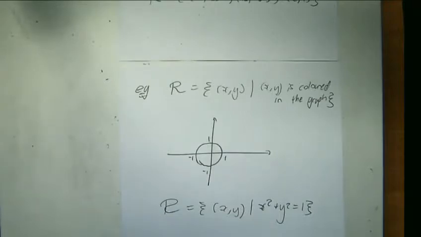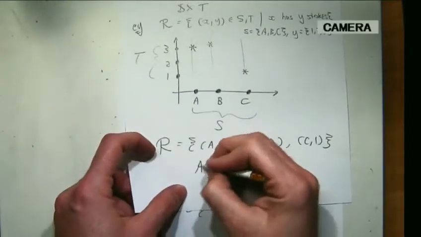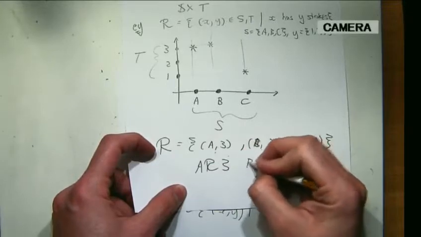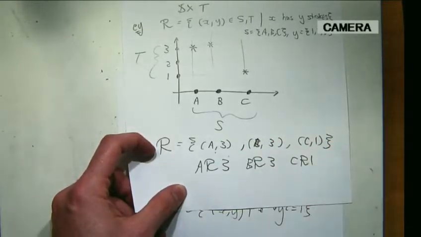And so you talk about, who's teaching this? Oh, sorry? It was Naomi. Does Naomi talk about the x, R, y, like related to? Yeah. And so back here we can say that A is related to 3, B is related to 3, and C is related to 1. Yeah.